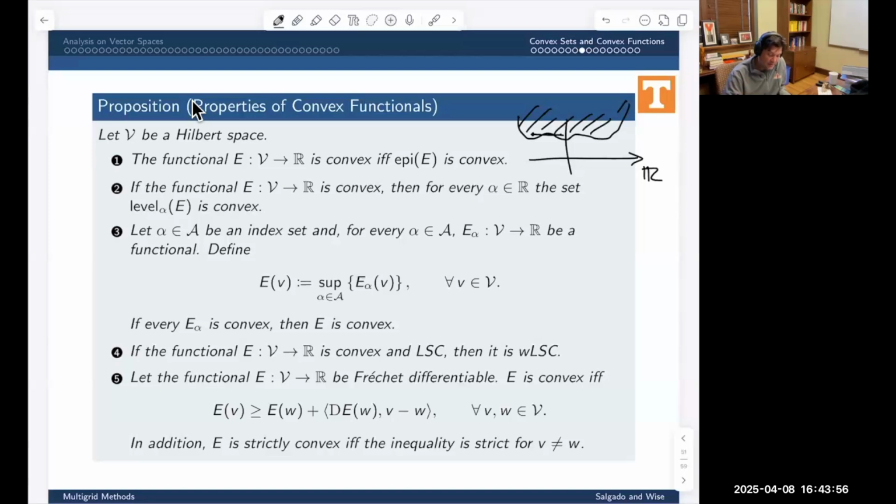Now, if the epigraph is a convex set in this product space, then the function has to be convex. And conversely, if the function is convex, then the epigraph must also be a convex set. If the functional is convex, then for every alpha in R, the sublevel set is also a convex set.